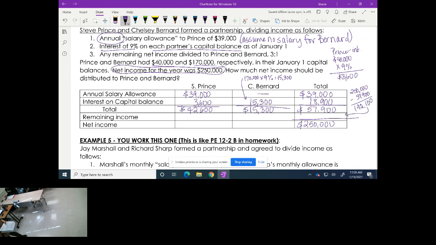That's my remaining income. So we're going to put 192.1 here. Now, how does the problem tell us to divide any remaining net income? 3 to 1. So how much does Prince get?